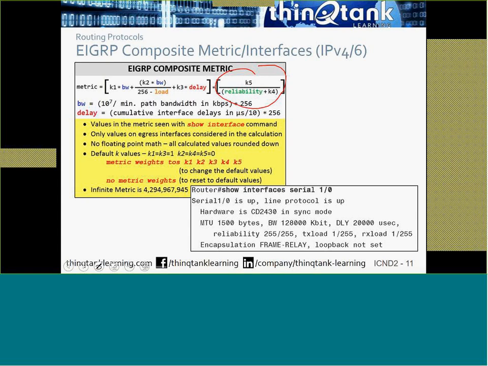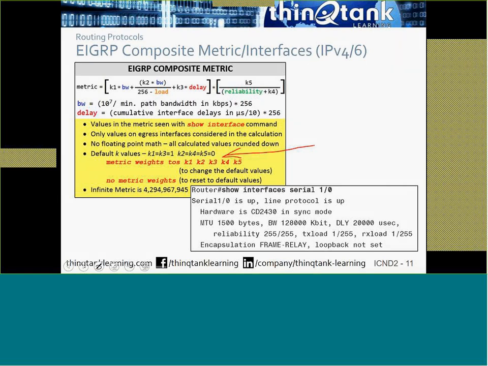All right. But this is what we call a composite metric. And it's a complex metric, but it's not as complicated as it seems. First of all, the K values. These K values are multipliers that you can adjust in the router to change the effect of specific components of the metric. Obviously, if I increase K1, bandwidth becomes more important in the metric. If I increase K2, bandwidth and load become more important. If I increase K3, delay becomes more important. You get the idea, okay?